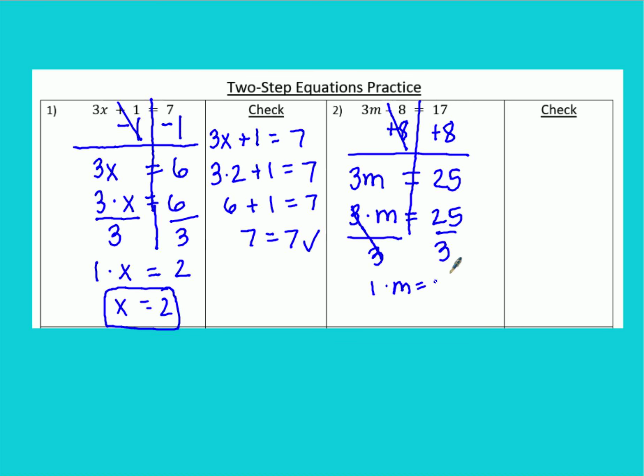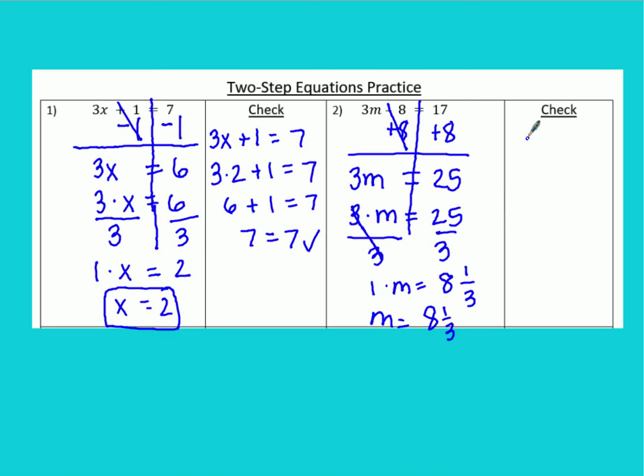1 times m. 25 divided by 3, you could put that in the calculator and you would get 8.3 repeating, or that would be 8 and 1/3 as a mixed number, so I'm going to write it like that. And m equals 8 and 1/3 is our final answer.